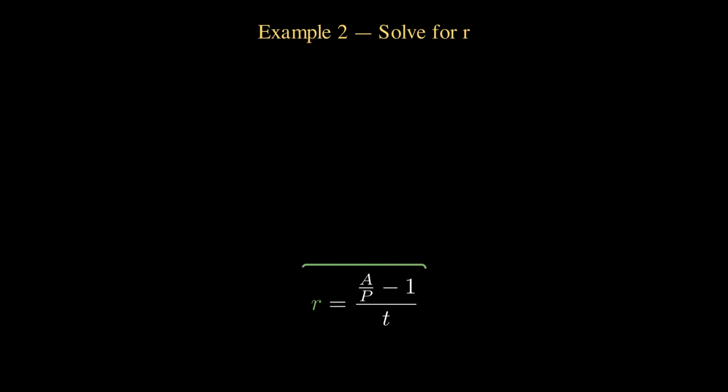Notice r is not a number here. It's a target. You expressed it in terms of A, P, and t exactly as requested. When x appears in both numerator and denominator, clear fractions first. Then the problem behaves like a linear equation with symbolic coefficients.